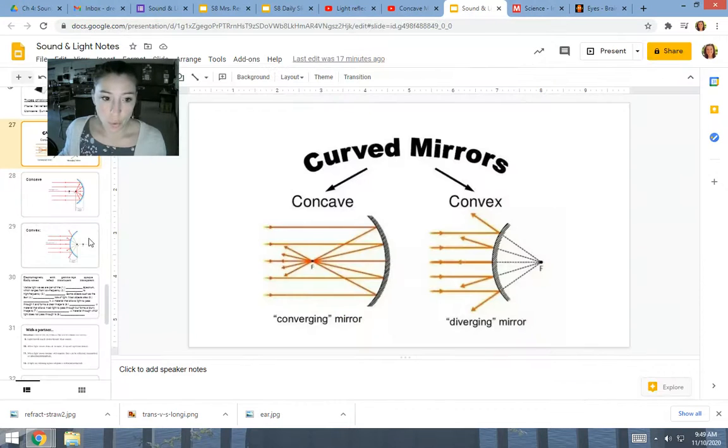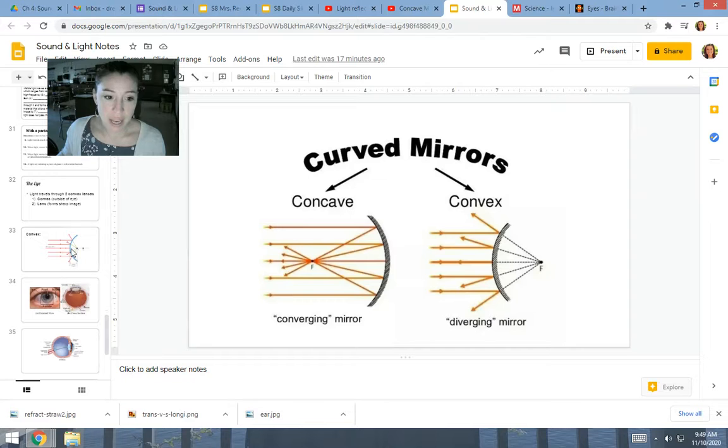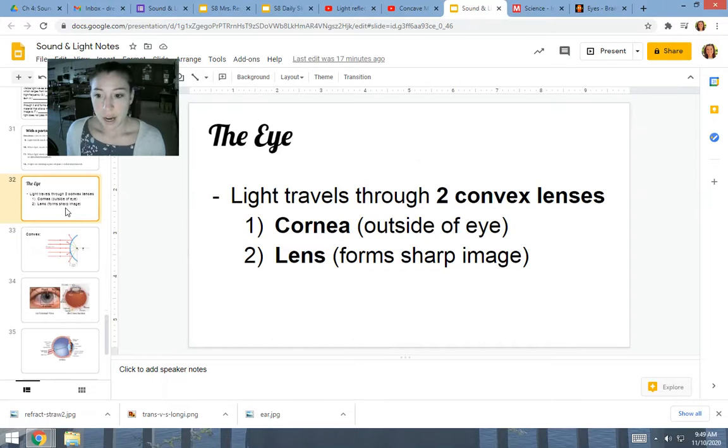All right, so we just went over the differences between our concave and our convex mirrors. Now I'm going to focus on the eye, because the eye is two convex mirrors. You have your cornea, which is the very outside of your eye, and then the lens, which refocuses the light waves coming into your eye to create a clear image.